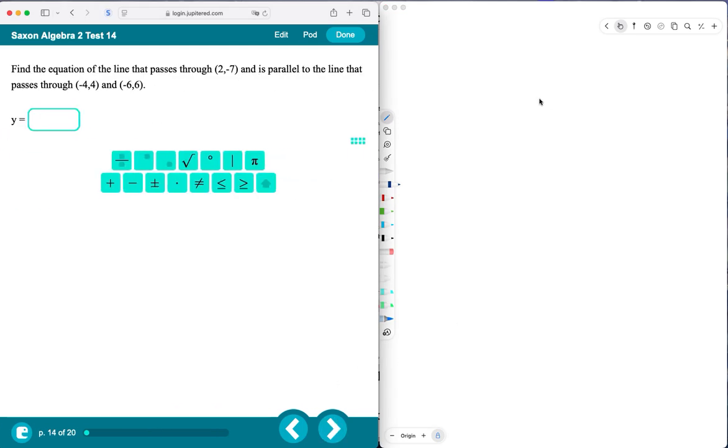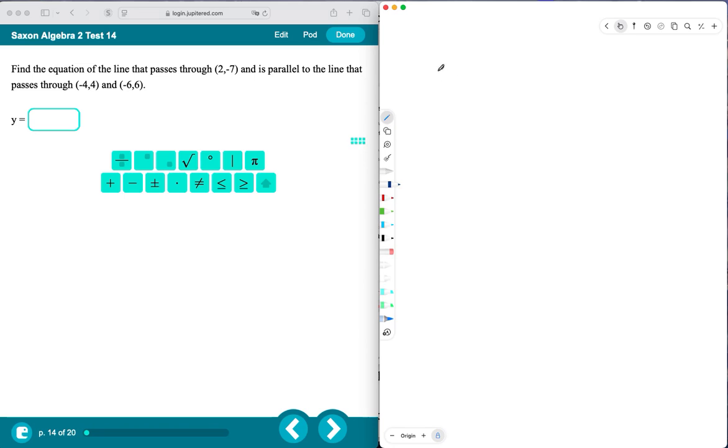All right. Find the equation of the line that passes through 2 and negative 7 and is parallel to the line that passes through negative 4, 4, and negative 6, 6. Okay, so it looks to me like y is going to be equal to negative x. I'm pretty confident in that.